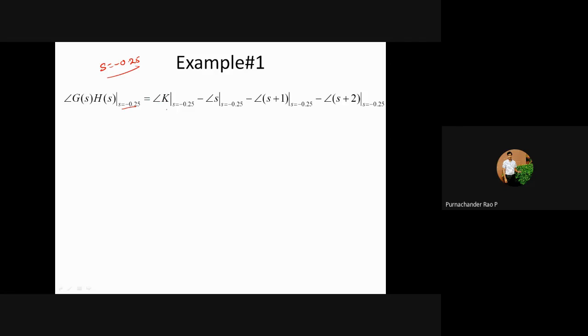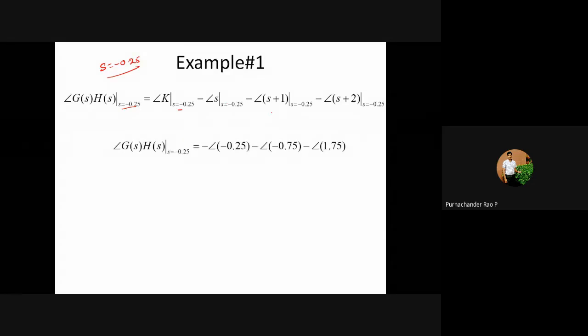As this is a k, you cannot substitute here. This is a magnitude of minus 0.25. Okay, so this is angle of minus 0.25. This is angle of minus 0.75, because minus 0.25 plus 1 is plus 0.75. Okay, and this is 1.75.